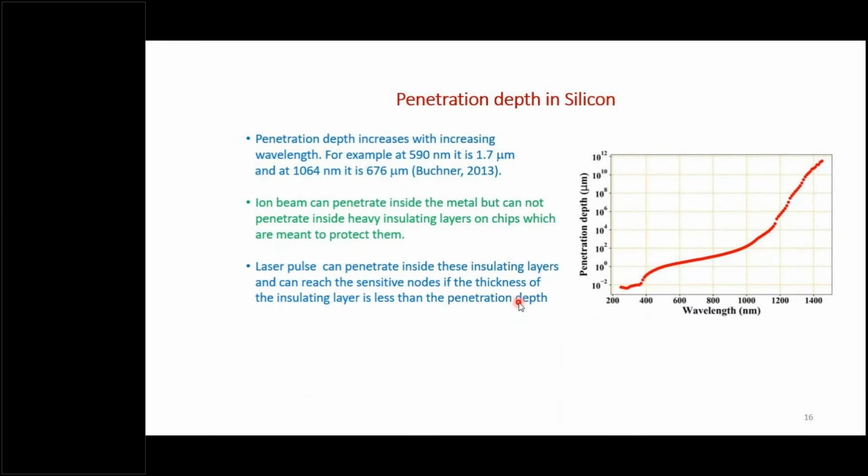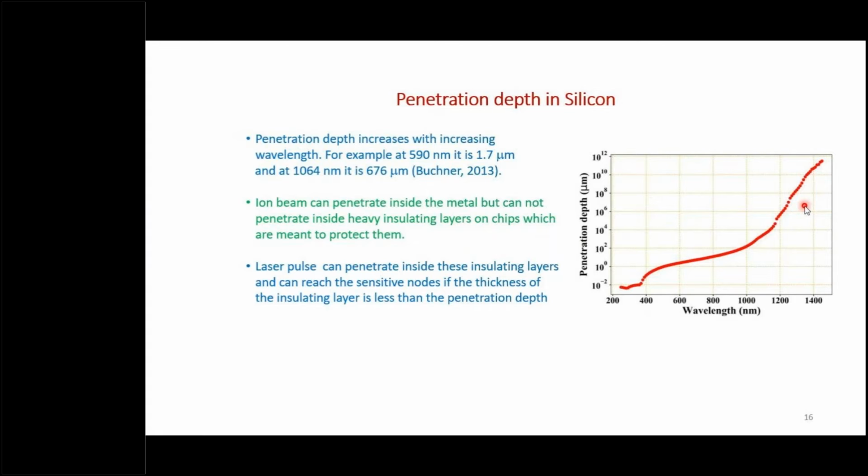What about the penetration depth in silicon? It actually increases with increasing wavelength. So at very short wavelengths, 590 nanometer is only about 1.7 micron. But at 1064 nanometer, which is the wavelength of neodymium YAG laser, it increases to 676 micron. So if you like to go deeper and you are doing backside illumination, it's better to use the longer wavelength laser, but the disadvantage is the beam size would be larger due to diffraction limit.